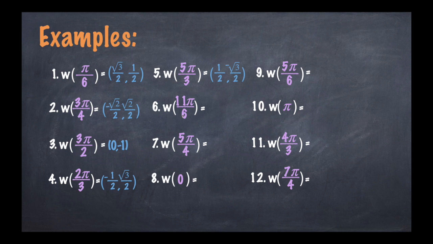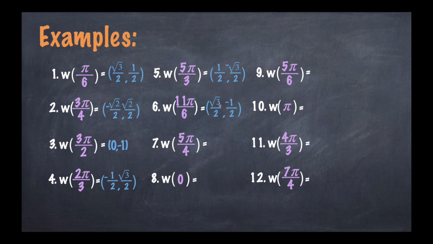For number 6, with a denominator of 6, we should be starting with root 3 over 2 and ending with 1/2. Again, we look at the rule here, 11 pi over 6. If I did 6 times 2, I'd get 12. Minus 1 would give me 11. So if we're looking at 11 pi over 6, we're in the fourth quadrant, meaning that again, it's positive and then negative.